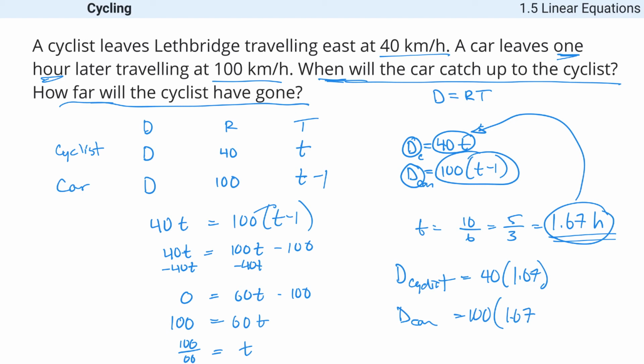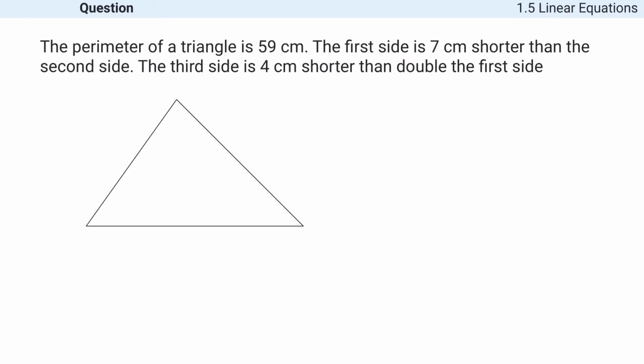1.67 minus 1. So this would be 0.67, so 100 times 0.67. I think that works out to be 67. And then multiply this to these ones here, and that'll hopefully come out to the same distance. Okay, so there's a distance equals rate times time question.